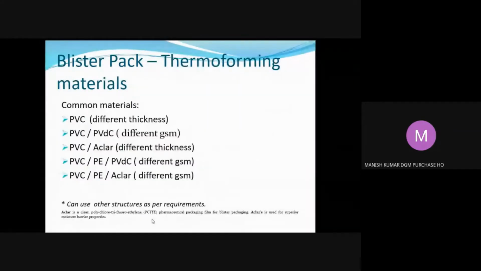And also PVC coated with PE with Aclar is used to give the same barrier property as well as to give good stiffness in the blisters. Because you might have seen some blisters are in the bended form, some blisters are called banana shaped blisters. So to provide the stiffness, people use it. And also for giving the better barrier property, people are using it.